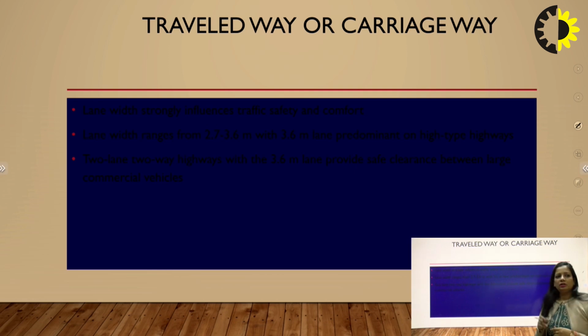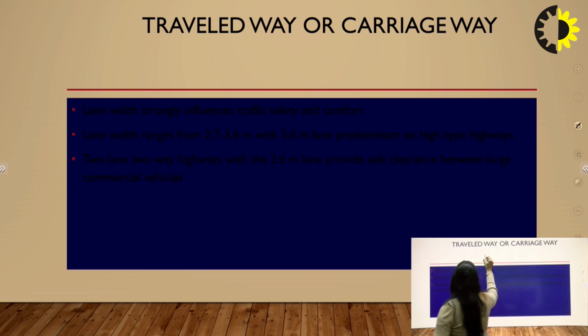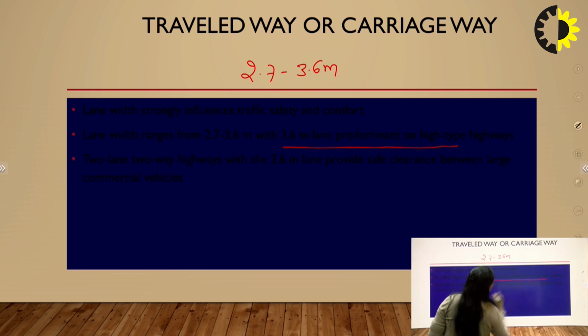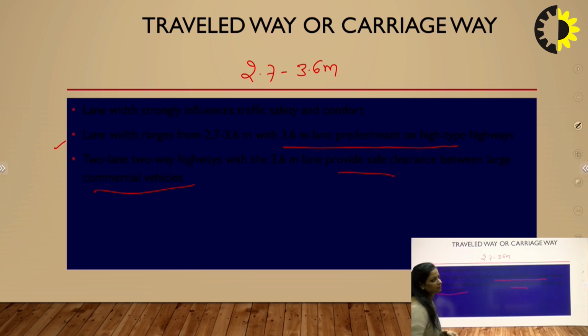Now, okay, lane width strongly influences traffic safety and comfort. The lane width ranges from 2.7 to 3.6 meter, with 3.6 meter lane predominant on the high type highways. Okay, 2-lane two-way highways with the 3.6 meter lane provide safety clearance between large and commercial vehicles.